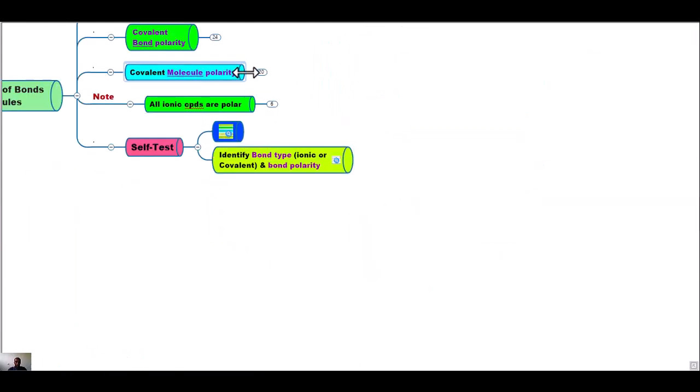Another thing is covalent molecular polarity. This is not bond polarity but molecular polarity. Note that the presence of polar bonds does not always result in polar molecules. If you consider the example of carbon dioxide, the bond between carbon and oxygen is polar, but the molecule by itself is non-polar because the polarities cancel each other.